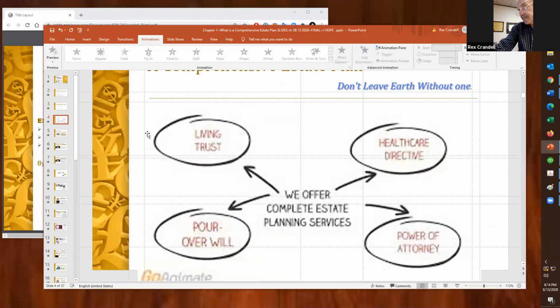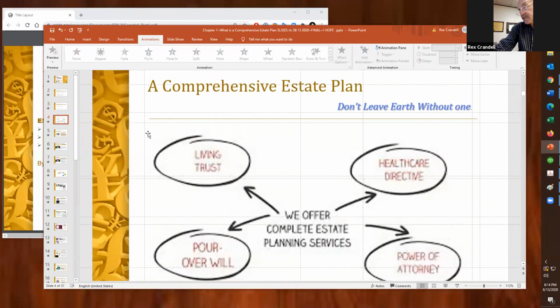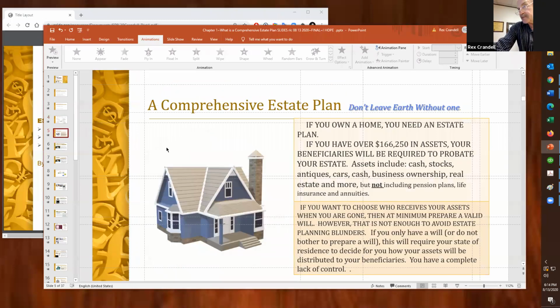So that's basically what we just talked about, the documents, and my little motto for estate planning is don't leave Earth without it. So if you get a ticket to go to Mars, do your estate planning first. Okay, so who needs estate planning? My view is that if you own a house or real estate in California, you should have a trust.